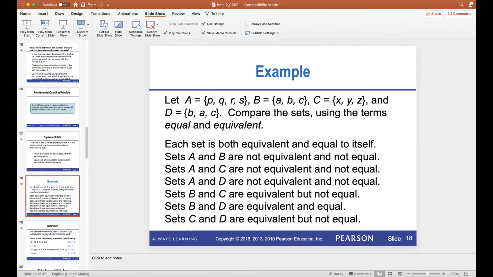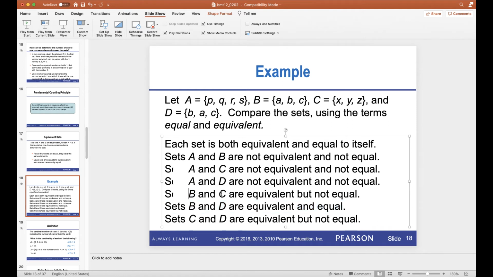A and B are not equivalent and are not equal. Obviously, they do not have the same elements. Well, actually, B and D are the ones that are equal, right? So where's B and D? Right here. B and D are equal, and they are also equivalent because they have the same number. They have a one-to-one correspondence, right? They both have A, B, C, and they both have 3 elements. So those are the only ones that are equal and equivalent.